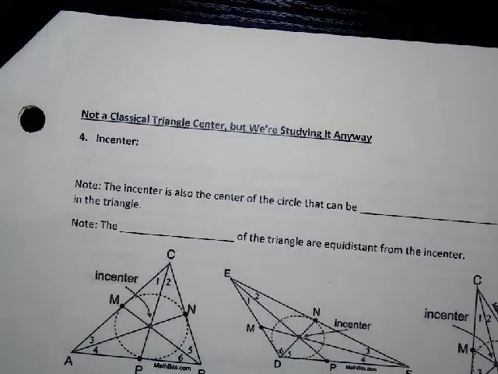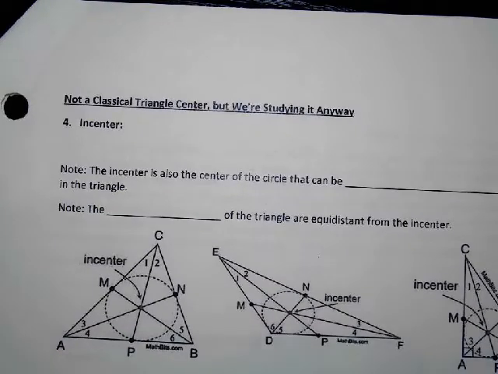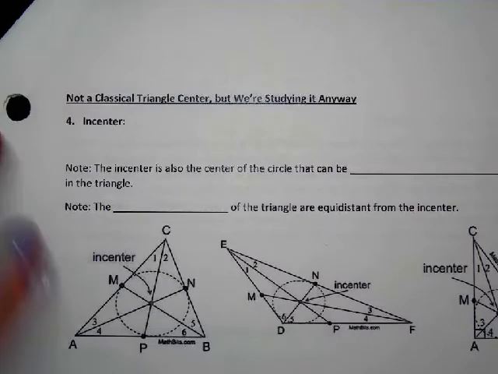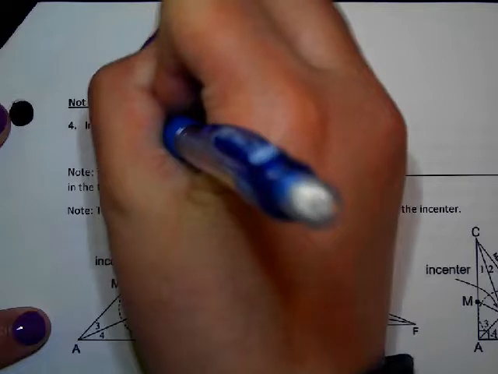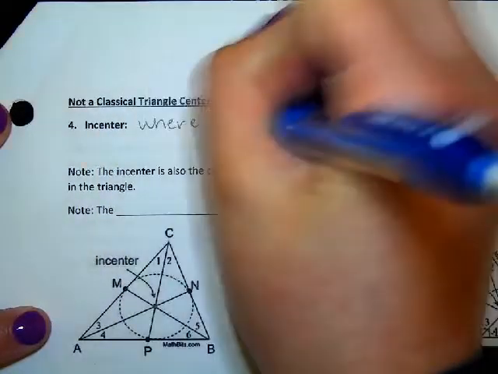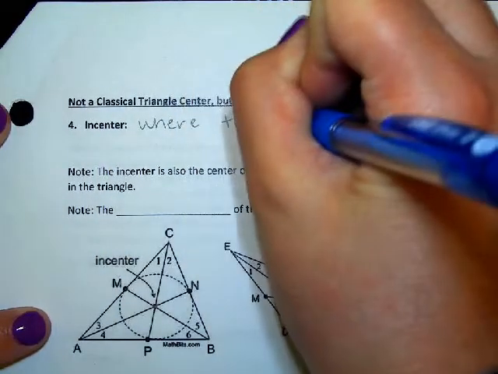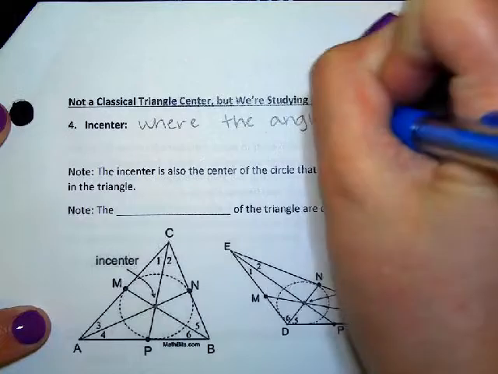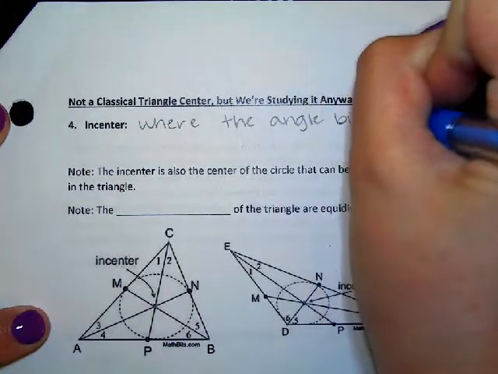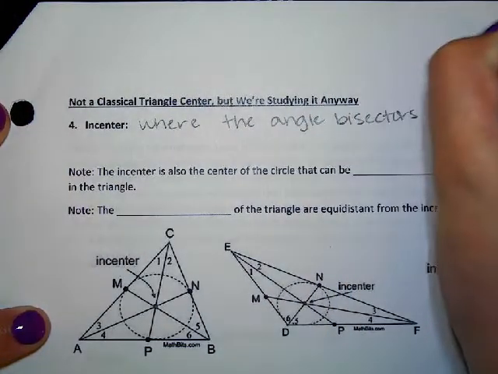This next one is not a classical triangle center, but we study it anyway because it's also interesting. This is called the incenter, and it is where the angle bisectors, so not line bisectors, not segment bisectors, but the angle bisectors, are concurrent.